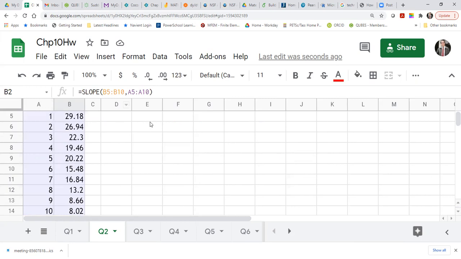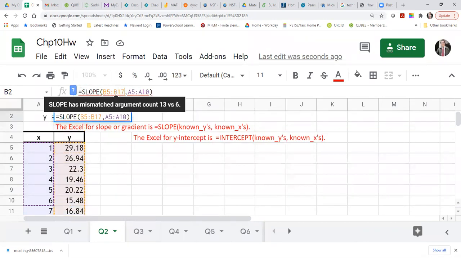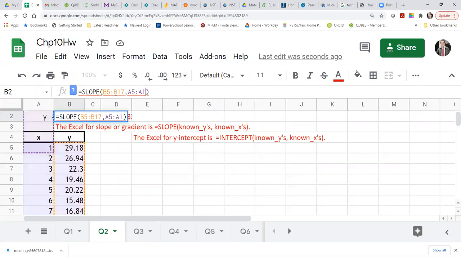You can start with the B or you can start with A. I think the order doesn't matter. So you can see the data is from A5 to A17, and B5 to B17. So you need to put A5, B5 to B17, and then the same thing for A, from A5 to A17. Enter.